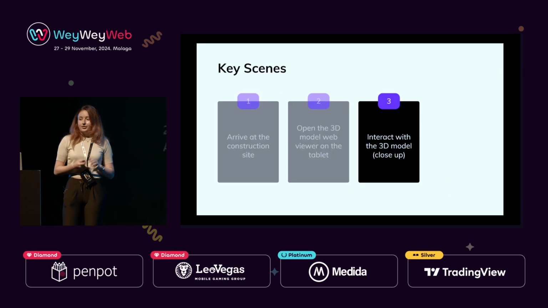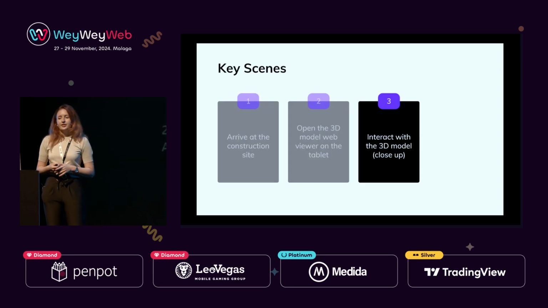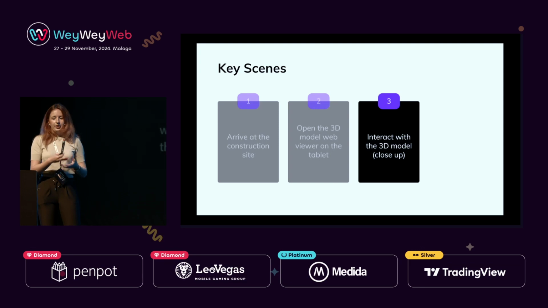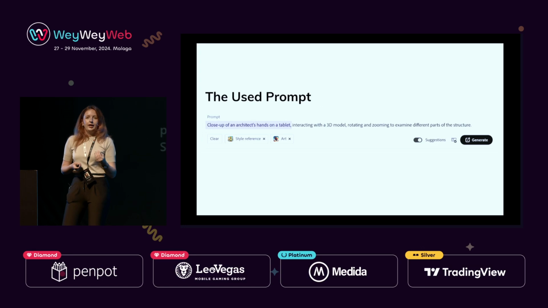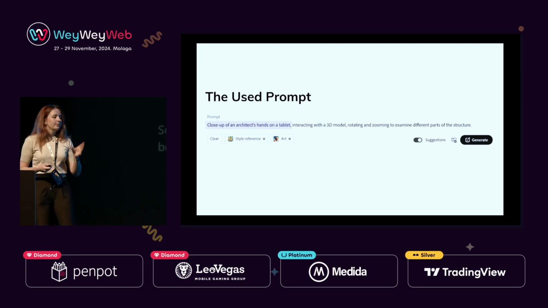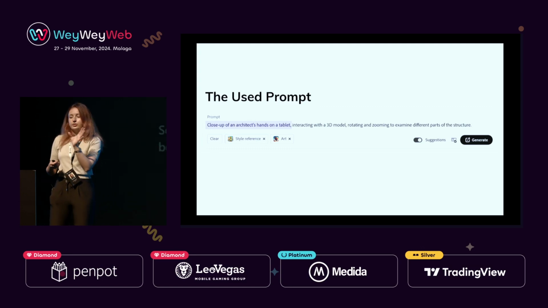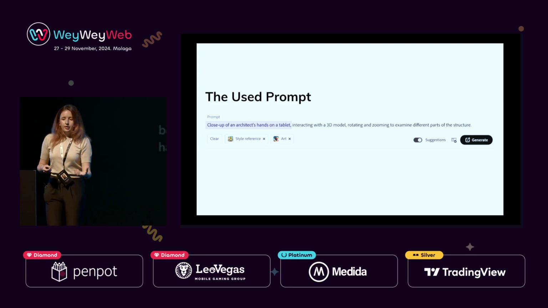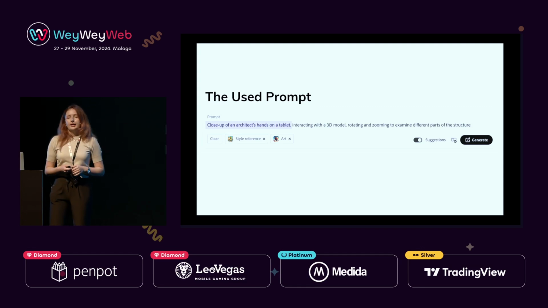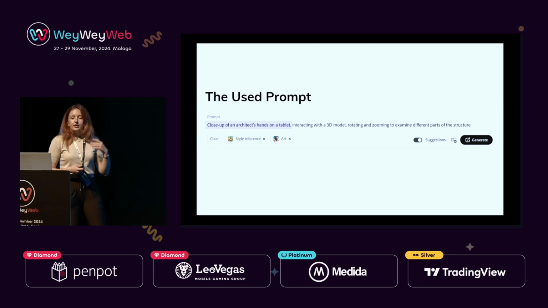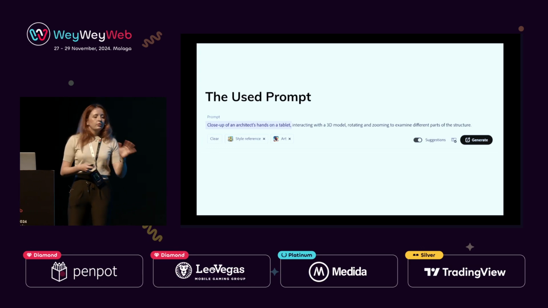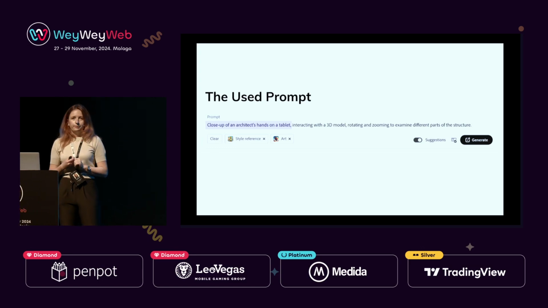All right, the third scene is a close-up. This is very interesting, because we are not going to work with portraits or just with the faces of the characters. It's more about their hands and how they use the product. So in your prompt, again, I would stress it more and more, it's very important to be specific. Close-up of architect's hands on a tablet. I'm mentioning again my character and again the product I want to highlight. I also specify that he interacts with a 3D model, rotates it, zooms in, and so on.